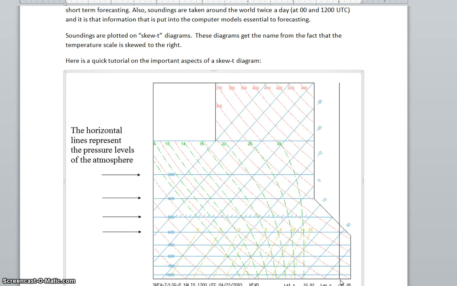We track those balloons, and this is where we plotted it, on what's called a Skew-T log-P diagram. I know it's a lot of big words, don't let that freak you out. We're just going to keep it very simple to give you an idea of what this looks like.